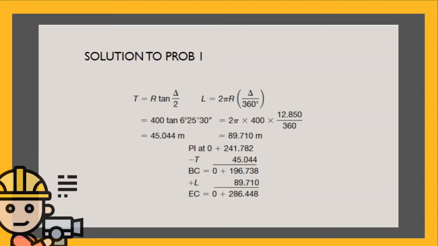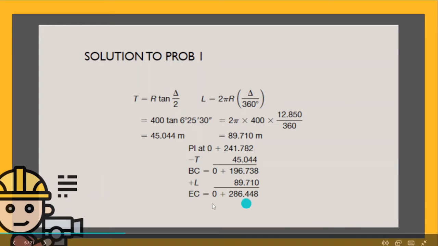For the solution, we are required to compute for the BC, which is the PC element, point of curvature, and the EC, which is the PT element, or the point of tangency. So that means we need to figure out the back tangent length to calculate the BC element and the length of the curve to calculate for the PT.